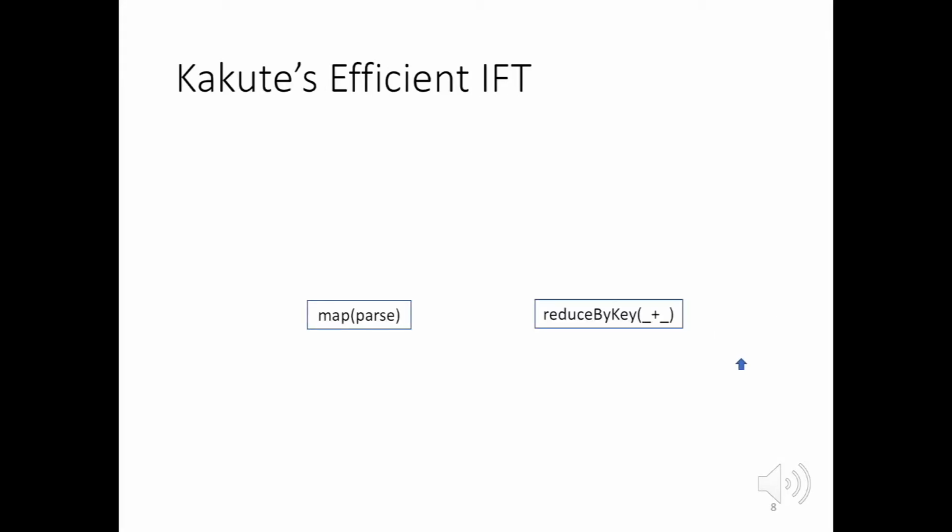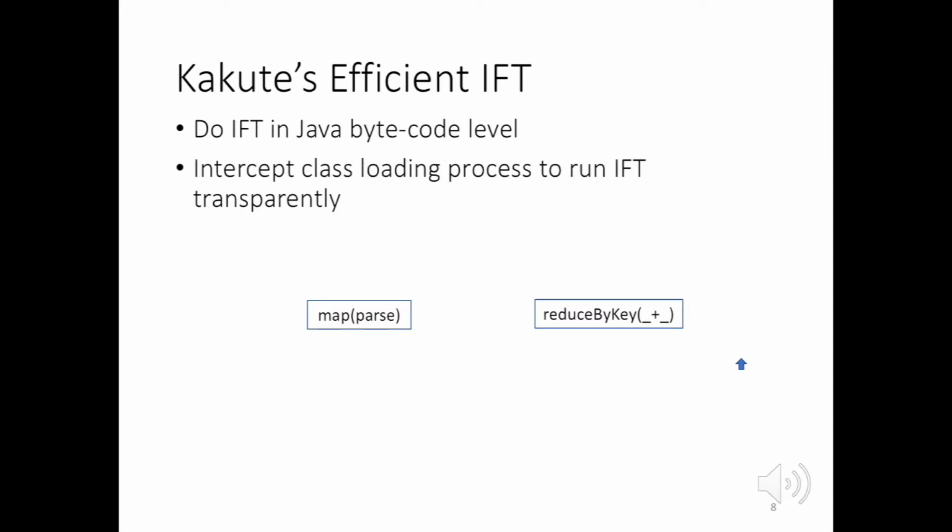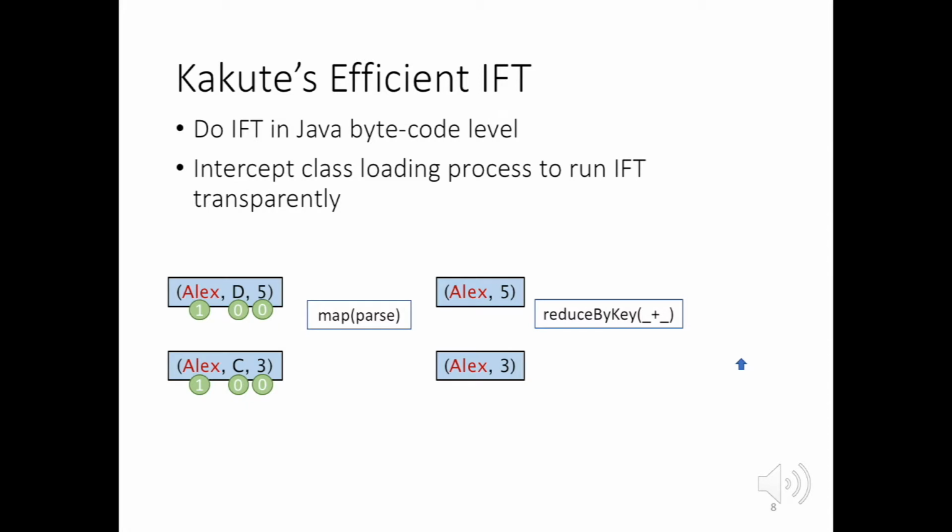Then let's show how Kakute does the IFT. Kakute modifies Java bytecode for information flow checking, and it intercepts each bytecode instruction for tag propagation and storage. We use the Java agent API to intercept the class loading process to run Kakute transparently. For example, we have the data record here, and the map function parses the record, and the reduce function sums up the value with the same key.